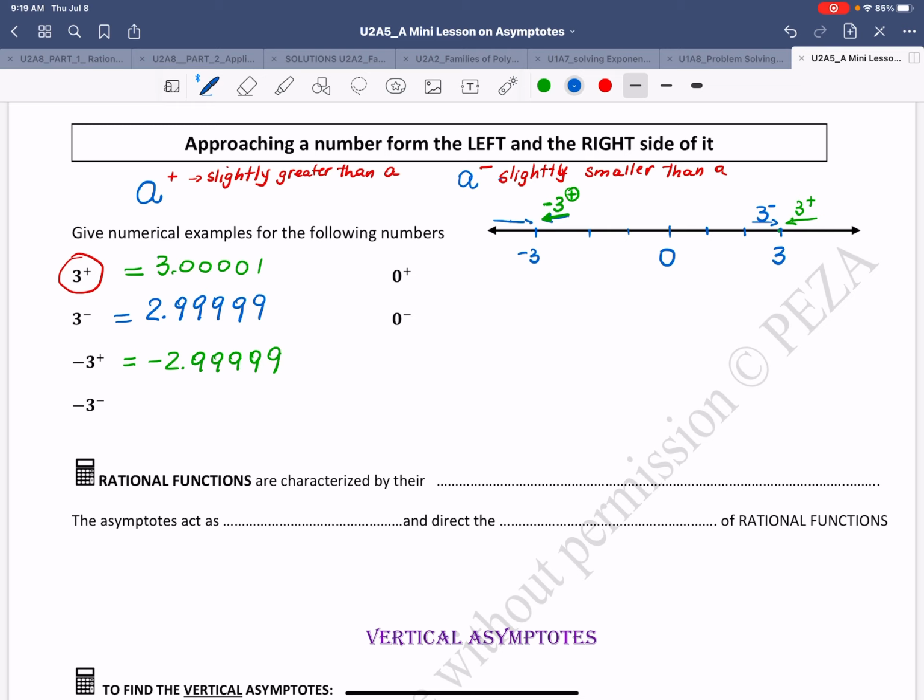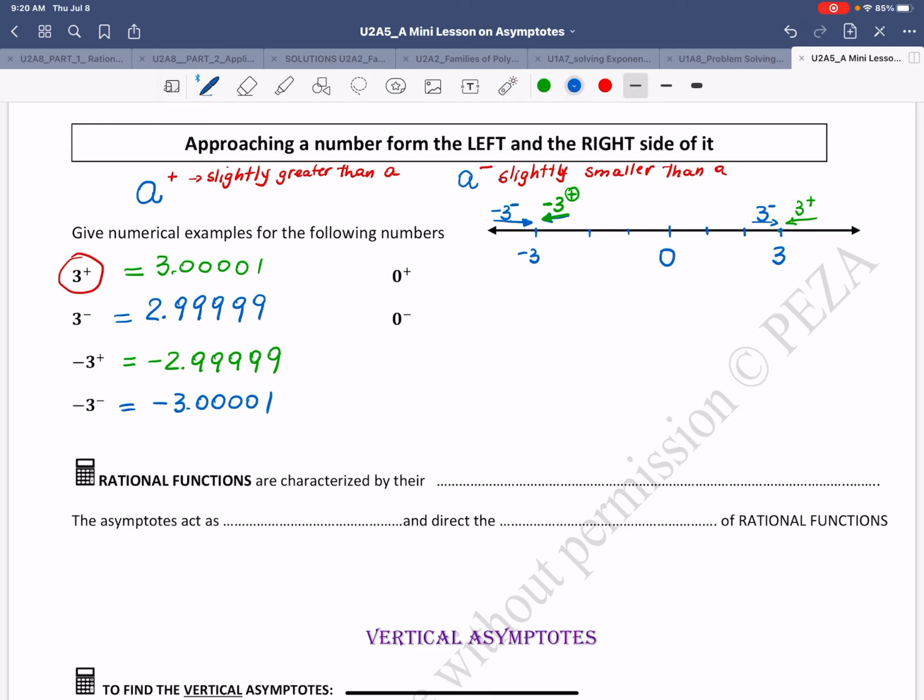Some people are good at memorizing, but the more substantial learning happens when we really understand the why when the things are happening. Okay, so negative 3 from the left-hand side, though, imagine that the number will be beyond negative 3 in the negatives, would be negative 3.00001, right? So it's a slightly different scenario, or I would say the opposite when it comes to the positives. So 3 plus, so positive 3 plus is 3 point something, but negative 3 plus is negative 2.99999, right?